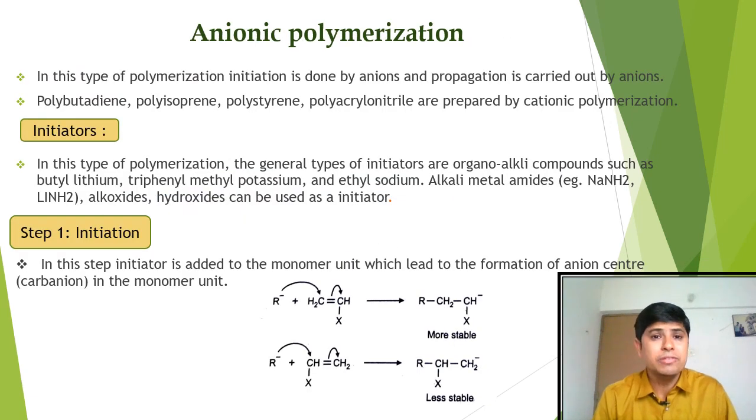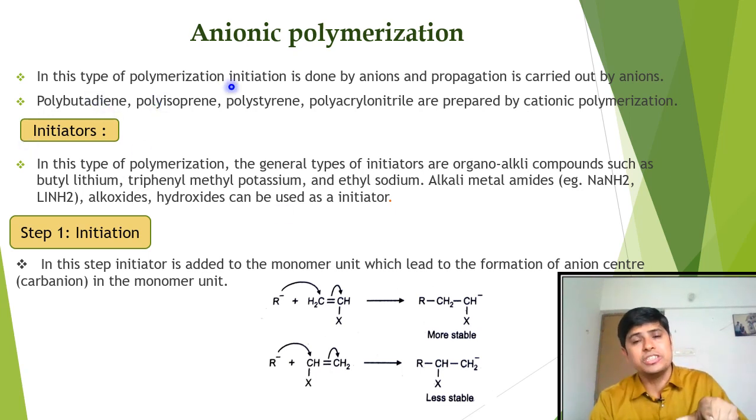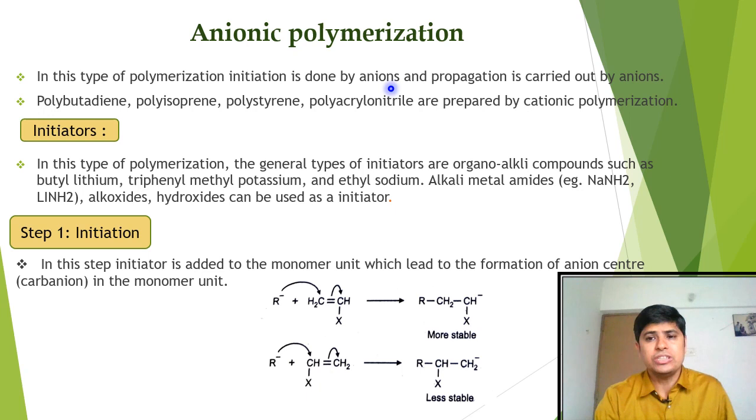Here we will begin with anionic polymerization. In this type of polymerization, initiation is done by anions, whereas in cationic polymerization, initiation is done by cations. In anionic polymerization, propagation is also carried out by anions.